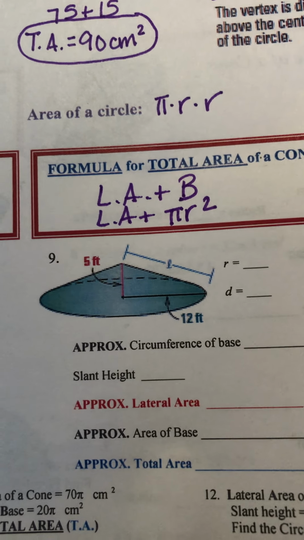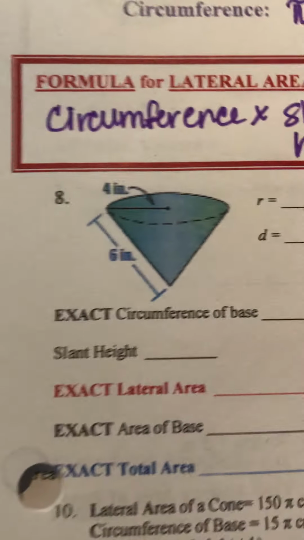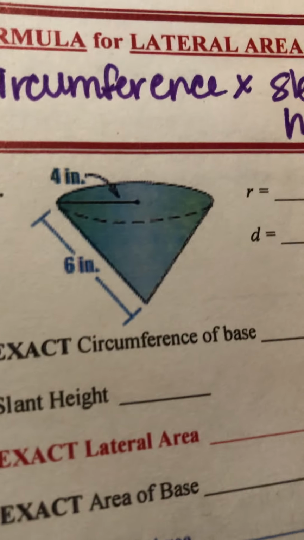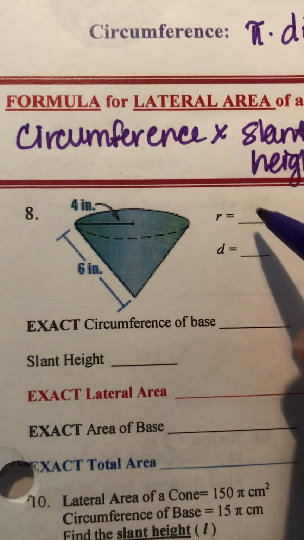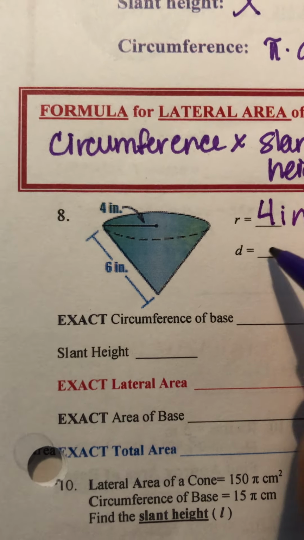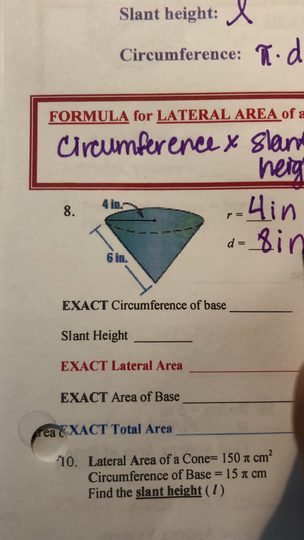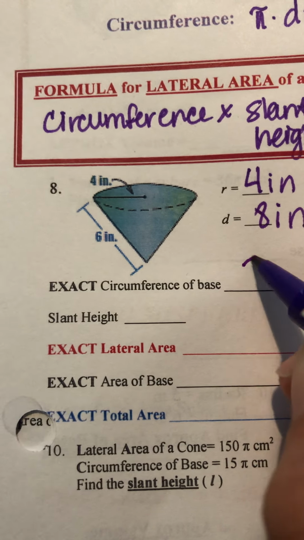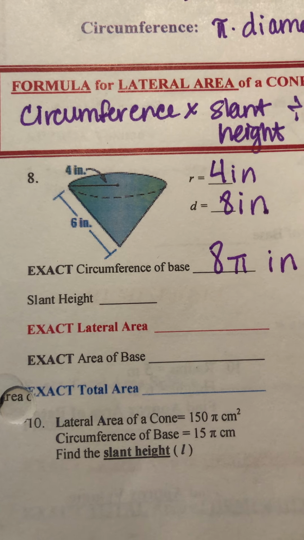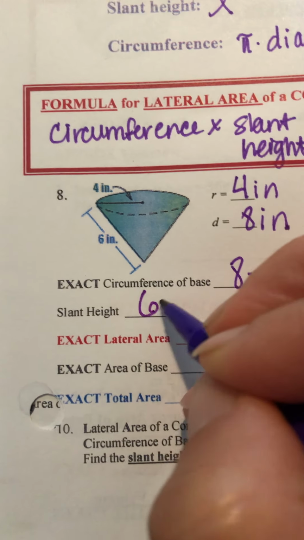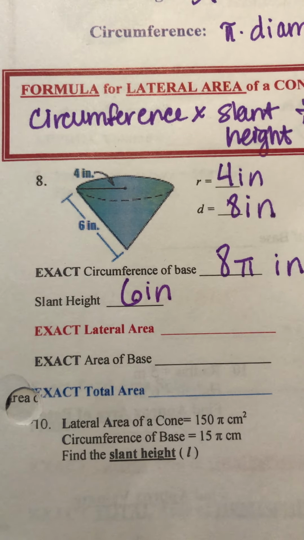All right, so now we've got two cones. This first one's kind of an upside down cone. I always ask you for the radius and the diameter. So it looks like the radius here would be 4 inches, diameter 8 inches. Circumference we know is pi times diameter, so just 8 pi. And I could just read the slant height right off the picture: it is 6.